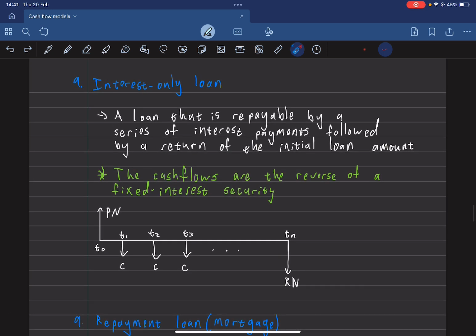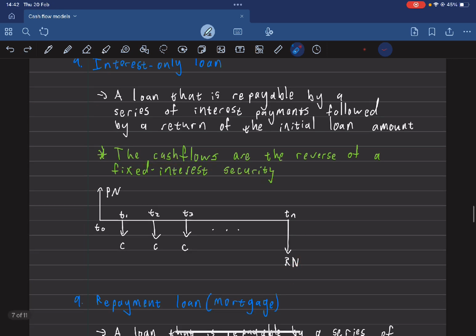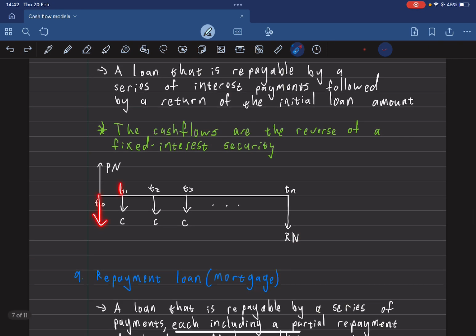Okay, an interest-only loan is a loan that is repayable by a series of interest payments, followed by a return of the initial loan, and the cash flows are the reverse of a fixed interest security. So this should look very familiar, except everything was flipped around. So before it was like this, now everything's flipped around. So now you get an initial amount. You pay coupons maybe every month, maybe every year, whatever the contract states. And then at the end of the period, you pay the redemption amount.